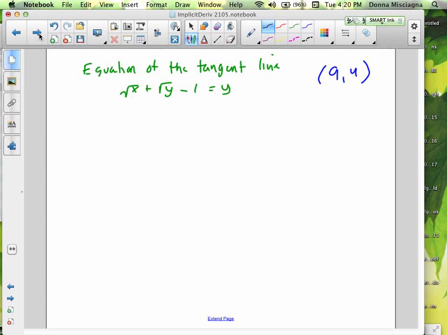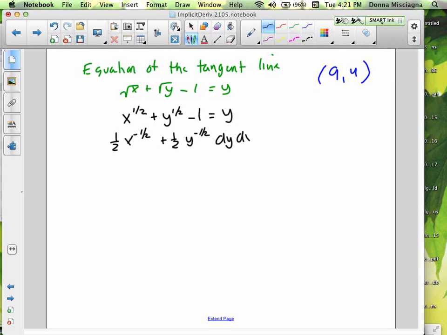All right, so let's rewrite these with rational exponents. So we have x to the 1/2 plus y to the 1/2 minus 1 equals y. It's kind of like the one I skipped, except this is a lot simpler. So this is a better one to do first. The derivative of x to the 1/2 would just be, by the power rule, 1/2 x to the negative 1/2. The derivative of y to the 1/2 would be almost the same thing, except it's going to be a y to the negative 1/2, and it's going to have a dy/dx.